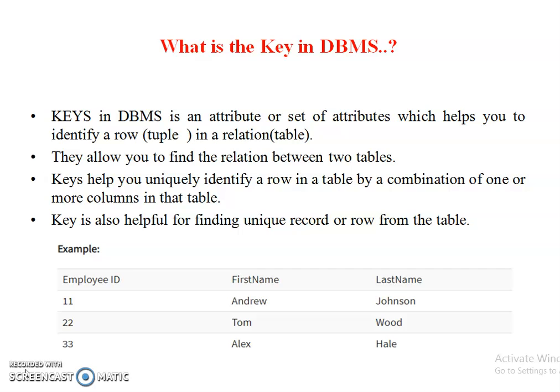Here is the best example of a key. In this example, employee ID is a primary key. Why is it a primary key? Because it uniquely identifies an employee record. In this table, no other employee can have the same employee ID.